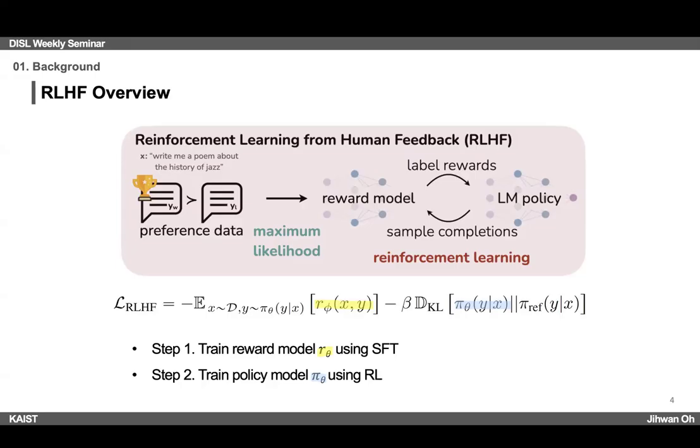After training the reward model, it's time to train the language model using reinforcement learning. The trained reward model evaluates the current language model policy by assigning rewards to generated responses. Using proximal policy optimization, PPO, or similar reinforcement learning algorithms, the language model policy is updated to generate higher quality responses. In summary, there are two steps in RLHF. The first step is to train the reward model using SFT. And the second step is to train the policy model using reinforcement learning.